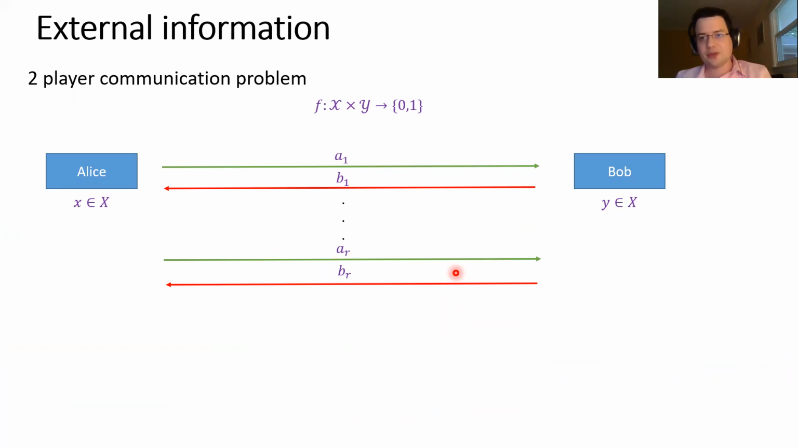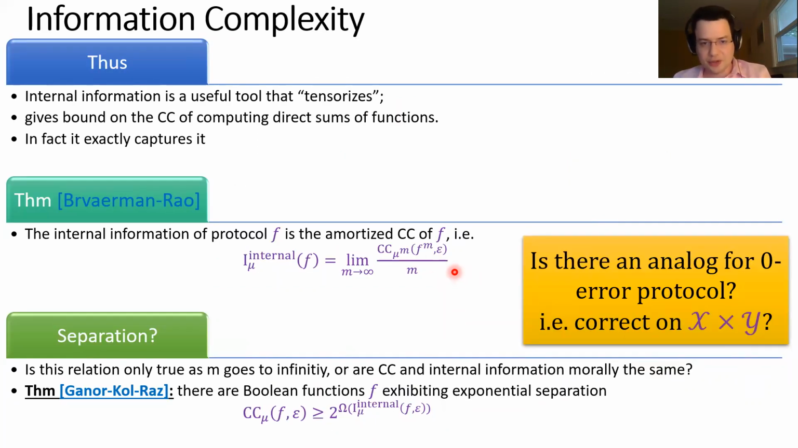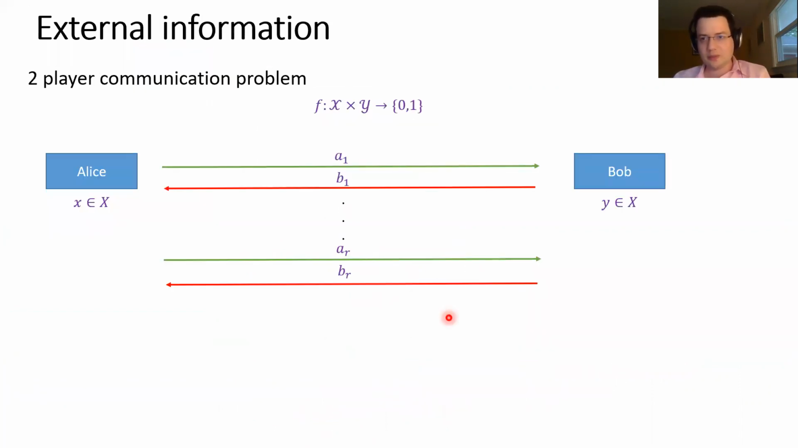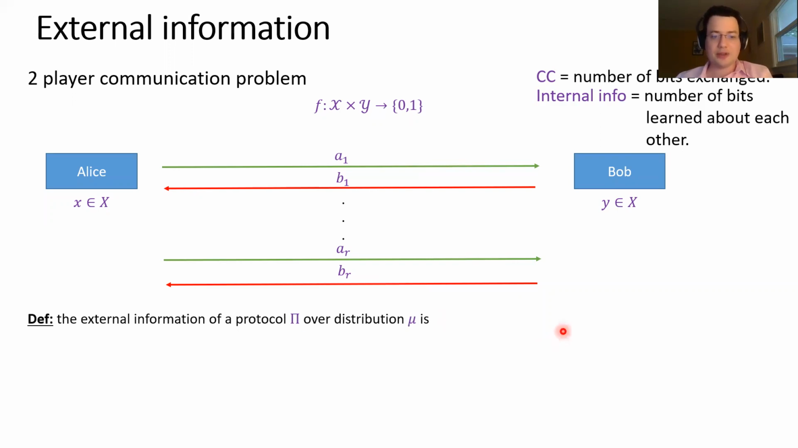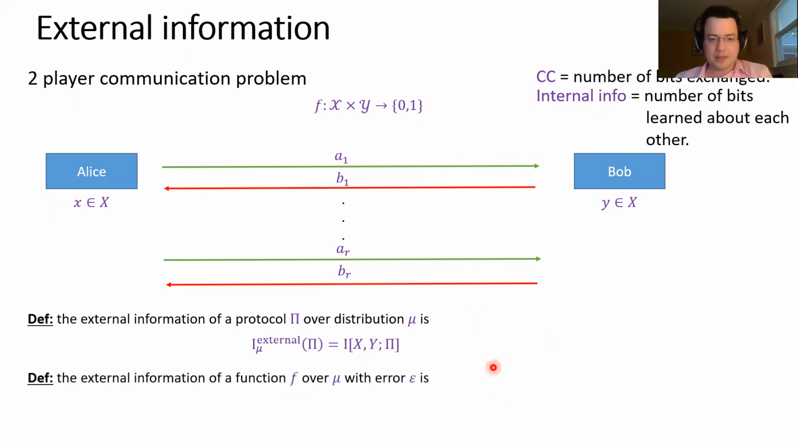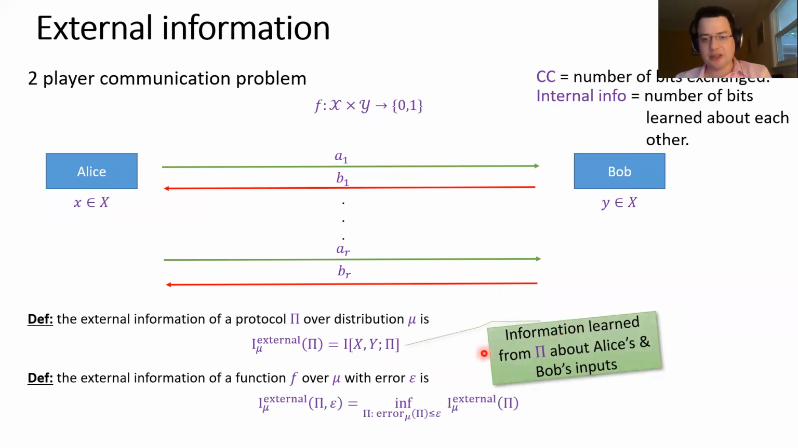So changing gears a little bit. This is one quantity that we don't understand, the zero error version of amortized communication. Another quantity that we'll discuss a connection to in a minute is that of external information. Recall that the communication cost of a protocol is the number of bits exchanged. The internal information cost of a protocol is the amount of information the players learn about each other's inputs from the conversation. The external information cost of a protocol is this mutual information, which is the amount of information that an external observer learns from pi about Alice and Bob's inputs.